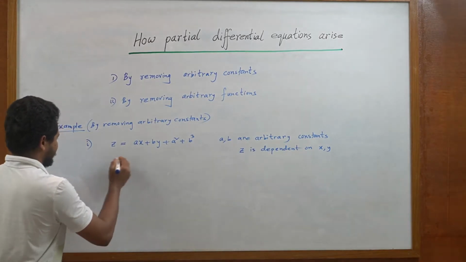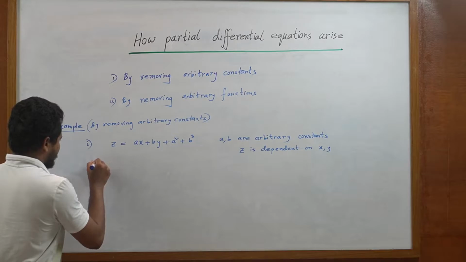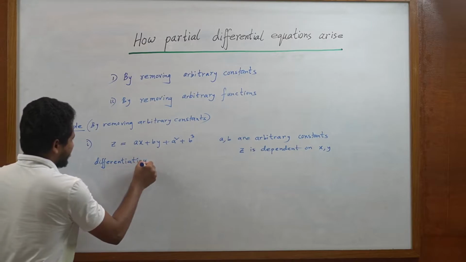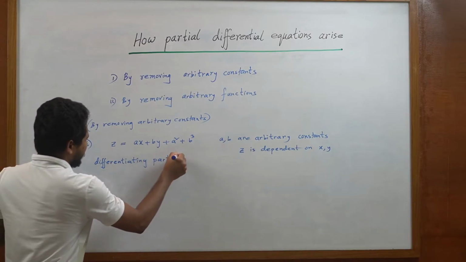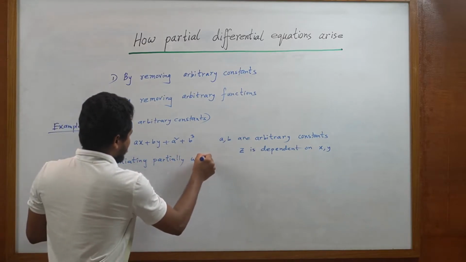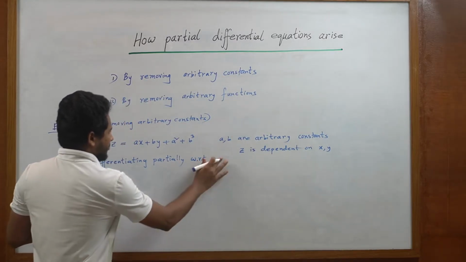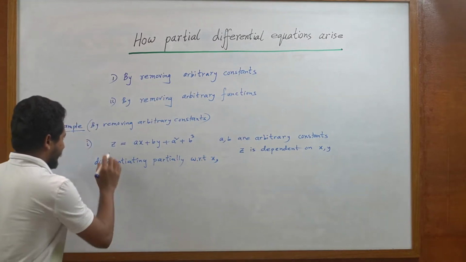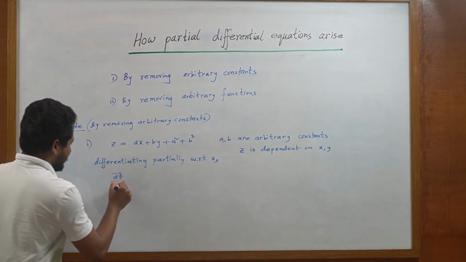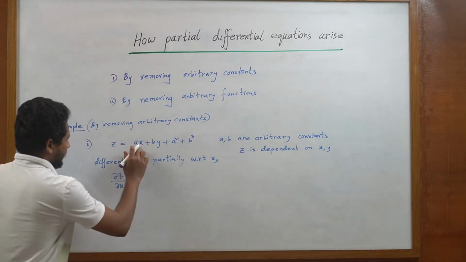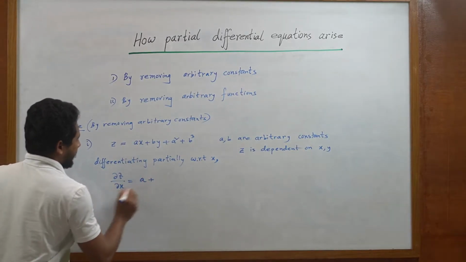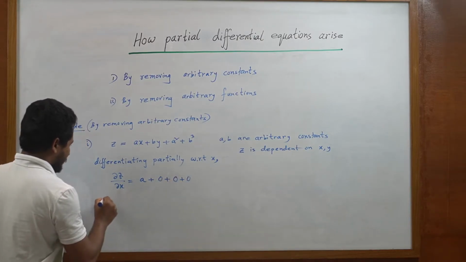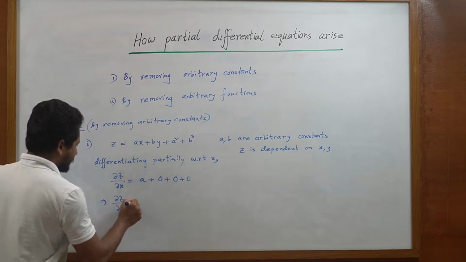Now, differentiating partially with respect to x, we get del z del x equals a plus 0 plus 0. So del z del x equals a.